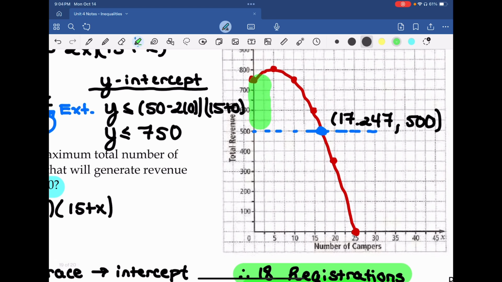Therefore, our solution region for this is here. Perfect. So this will be all the situations in which we get at least $500. Anywhere in that green region, and anywhere in the overall yellow region, which is everything including the green region, is technically the solution region for the problem, because this was where y is less than or equal to this given function here.